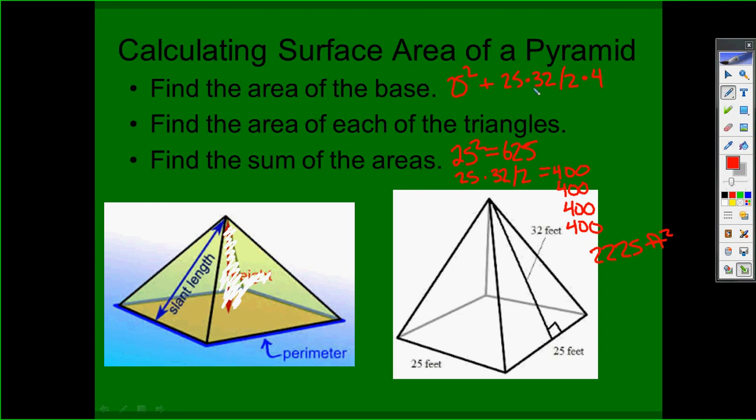Or I can just punch it in one run, 25 squared plus 25 times 32 divided by 2 times 4, because there are 4 of those triangular faces, gives me the same 2,225, and that would be in square feet.